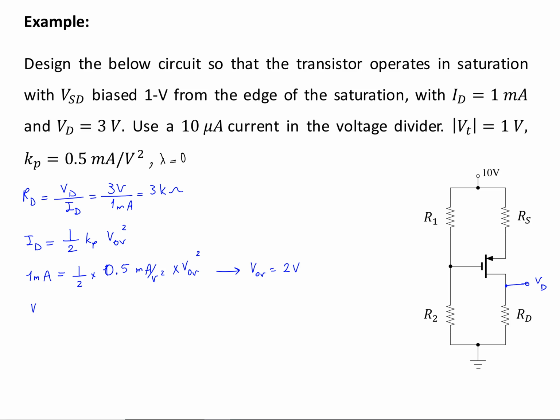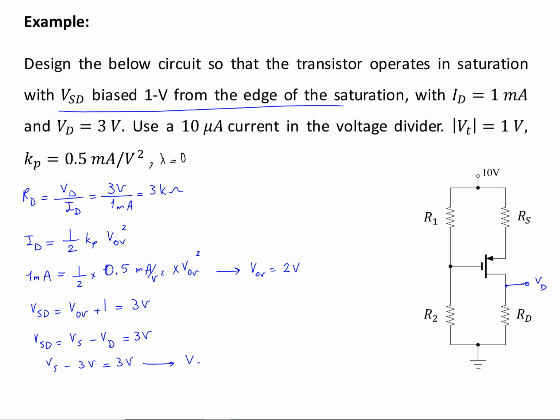Now VSD is equal to V overdrive plus 1. The problem says VSD is biased 1 volt from the edge of the saturation. From there, VSD is going to be equal to 3 volts. Because VSD is equal to V source minus V drain, then I have this one equal to 3 volts. So Vs minus 3 volts for drain voltage is equal to 3 volts. From there, source voltage is equal to 6 volts.